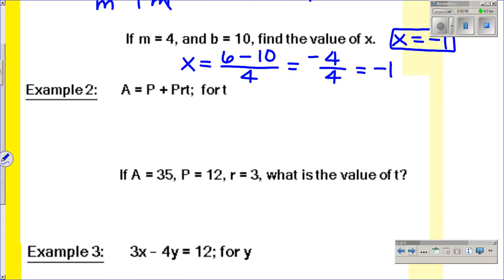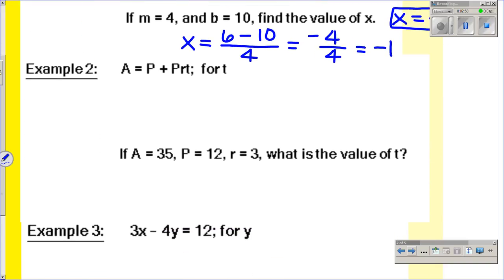Okay, if you take a look at example 2, we're given the equation A equals P plus P times r times t, and we're asked to solve for t. So again, we're looking for where our t is located. Our t has coefficients P and r. This P is not with our t, so we would want to move this P over to the opposite side, and since it's positive, we're going to subtract P on both sides.